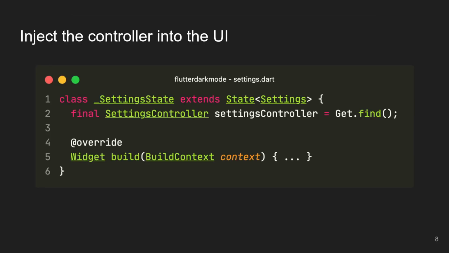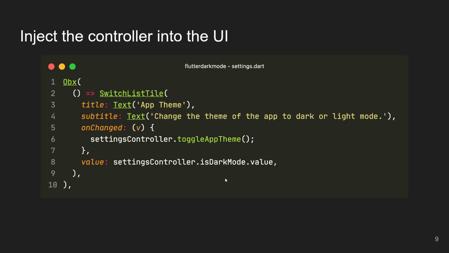In the settings page, we can simply initialize the controller like this, and afterwards we use it in our component by calling our method in the onChanged callback of the SwitchListTile, and the value is our isDarkMode value. To make the UI also update according to this value, we need to wrap our SwitchListTile with an Obx widget.